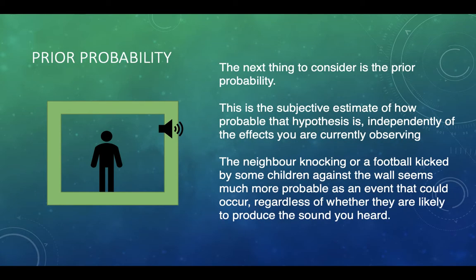The next thing to consider is the prior probability. This is a subjective estimate of how probable each one of your hypotheses is, independently of the effects you're currently observing. So in this case, the neighbour coming around and knocking on your door or a football being kicked seems much more probable as an event that could occur, regardless of the sound that you heard. These are things that we know from our previous experience are events that are more probable than the others.